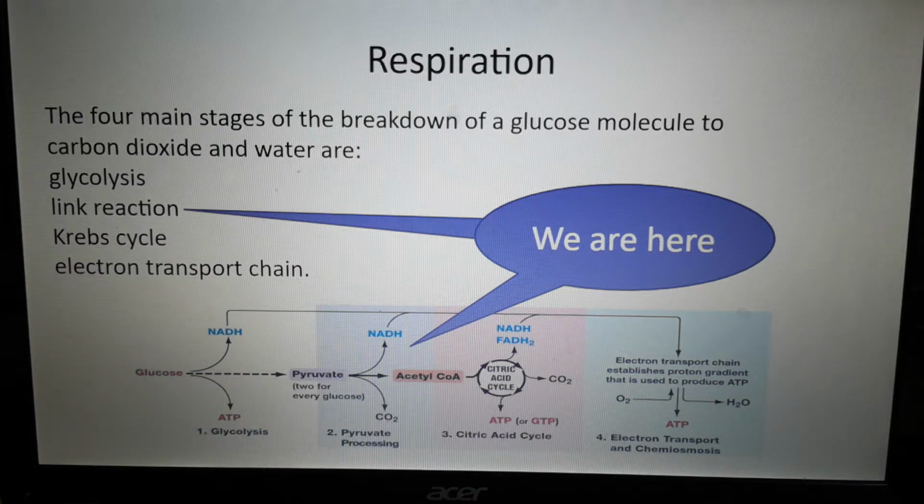Afternoon, guys. Here we are finishing the week with the second stage of respiration. And this is a nice, easy finish to the week. We're talking about the link reaction, which is, unlike glycolysis, a single reaction, which links glycolysis to the Krebs cycle.